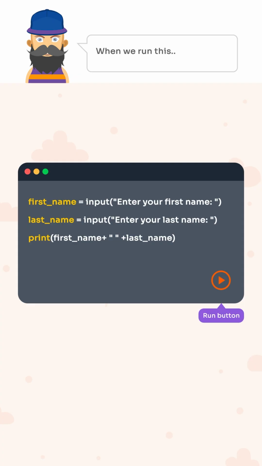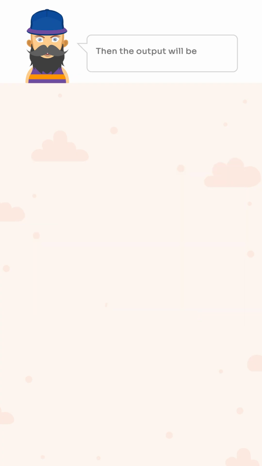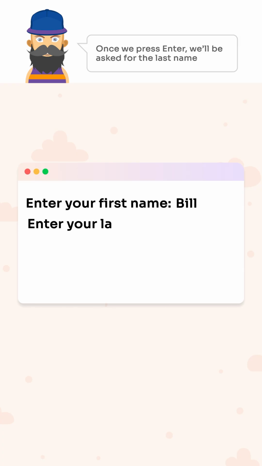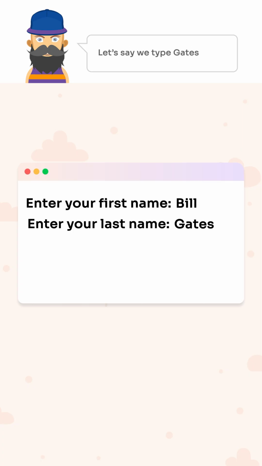When we run this, then the output will be the prompt. Let's say we type Bill. Once we press enter, we'll be asked for the last name. Let's say we type Gates. Once we press enter, the output will be Bill Gates.